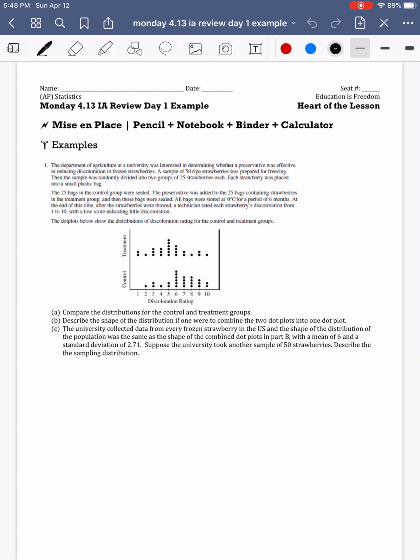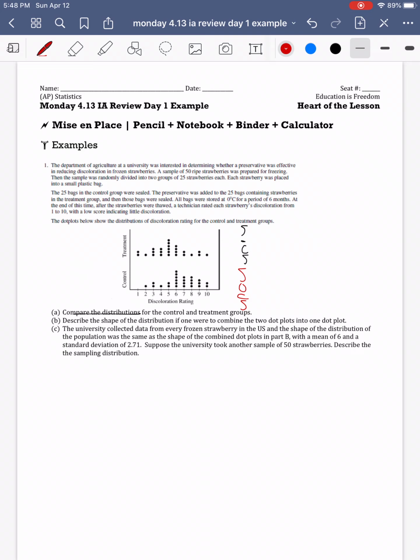So we know that when we are comparing distributions, anytime we see this sort of describe distribution or compare, we should automatically think of our SOCS, so shape, outlier, center, spread. So looking at these, we need to compare them. So I'm going to just off to the side put a note of SOCS for each of my distributions. So let's do these in different colors here. So the black one will be my treatment group, the red one will be my control group.